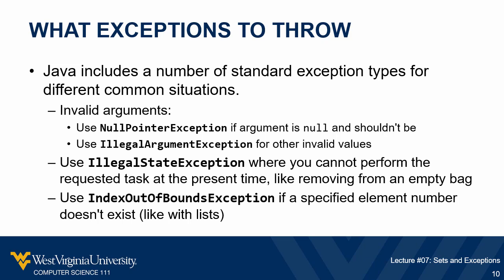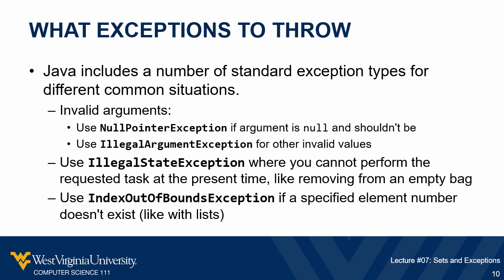Java includes a number of common exception types built into the Java language. Some of the ones that you'll see more frequently include null pointer exception. If you have an argument or just an object in general that is null and shouldn't be. So for example, if I pass a variable as an argument when I call a method, and it turns out that variable's actually null and it shouldn't be null, I would want to throw a null pointer exception.